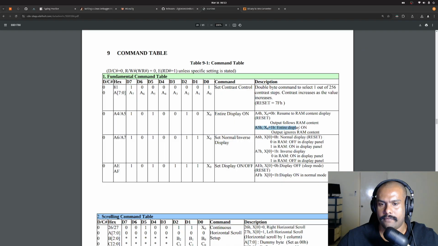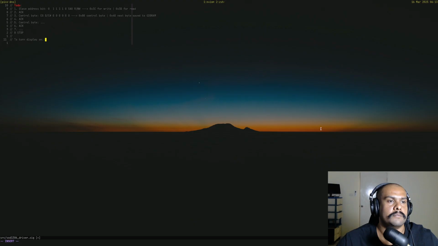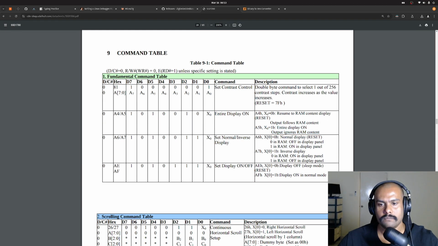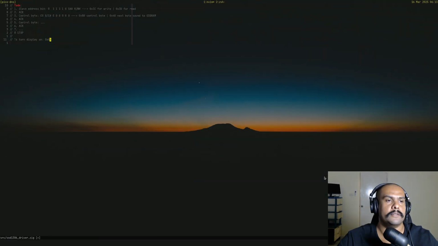So A5 to turn entire display on. Display on A5. A5. Yeah. Set normal inverse display. I think for now I don't need to worry about this. Maybe AE and AF. Set display on/off. AE display off. AF display on in normal mode. Maybe this might be useful later.